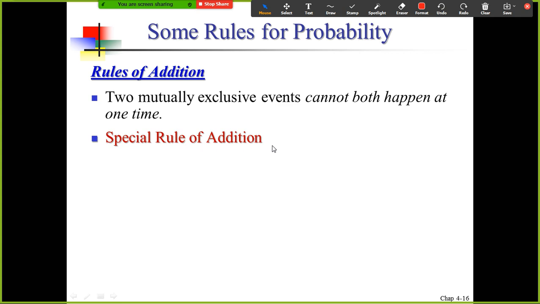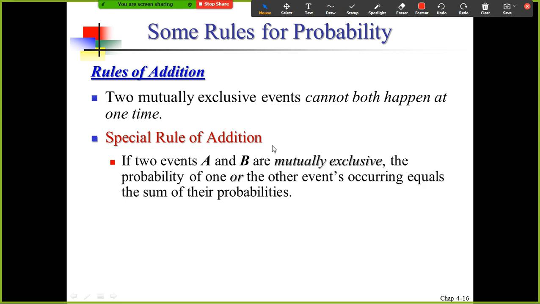Okay, so now looking at the first, special rule of addition. To study the special rule of addition, we need to have at least 2 events, because addition means plus. In order to make a plus, we need to have 2 things, one plus the other one. If you have only one thing and not the other, we cannot add. So in order to study the special rule of addition, you need at least 2 events.